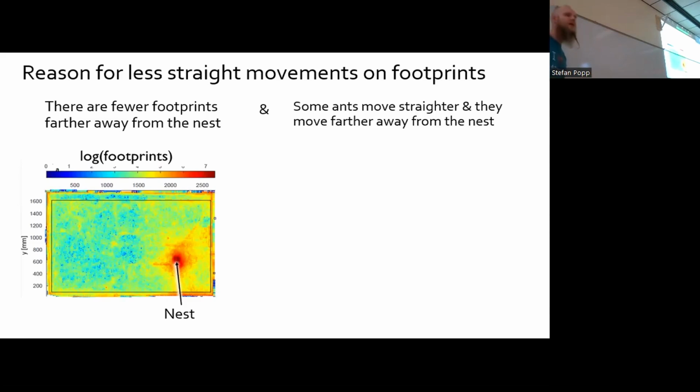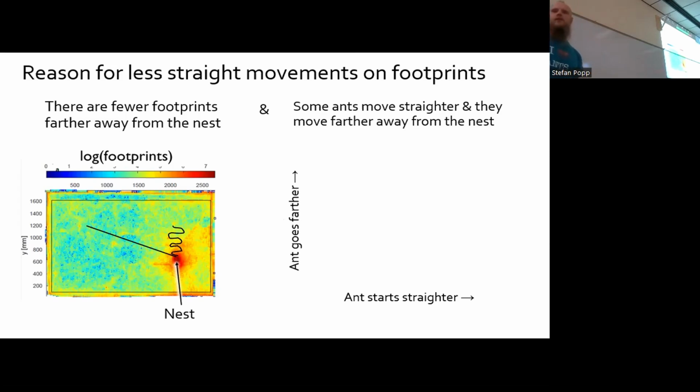And at the same time, there are some ants that are moving straighter, and those straighter moving ants move farther away from the nest. This is also expected if you look at mathematical random walks. So this leaves us with a scenario where the less straight moving ants are staying close to the nest and just happen to stay also on higher footprint concentrations.